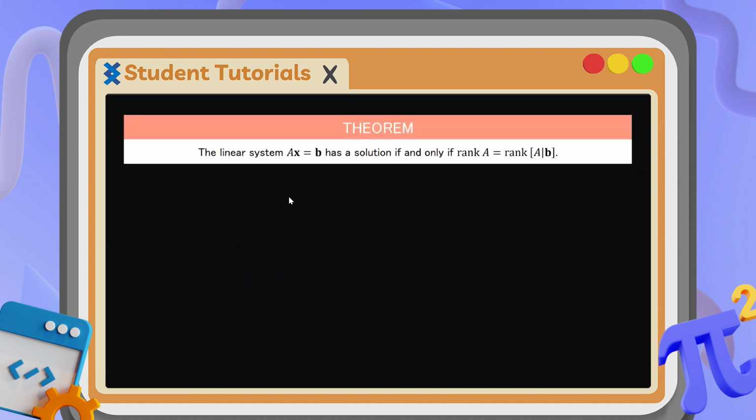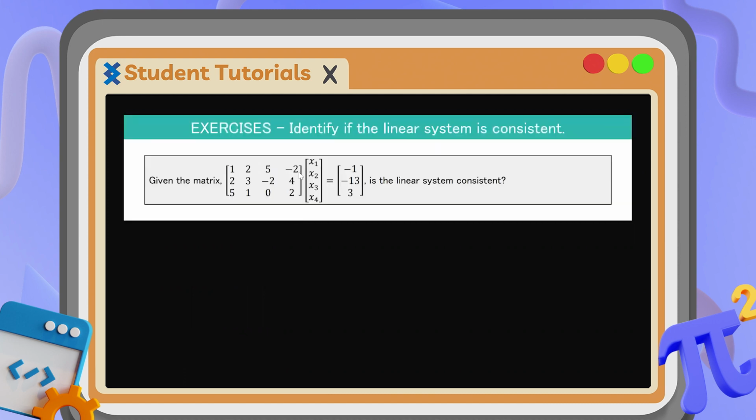So in the next example, we have a theorem. A linear system has a solution if and only if the rank is equal to the rank of the augmented matrix. So let's show that in this next example. We want to show if this linear system is consistent, or whether there is a solution to this example.